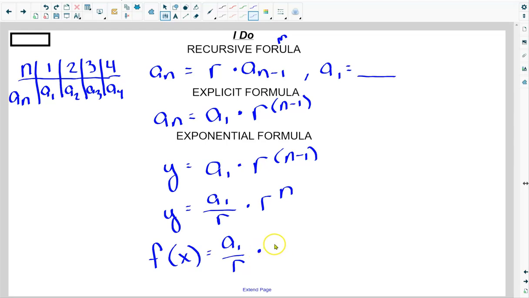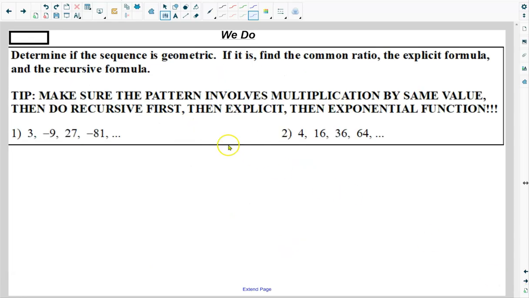And now we'll have x as our official variable, so we have completed our exponential formula. Okay? Alright, so let's go ahead and put it into practice. Just FYI, this is additional information.